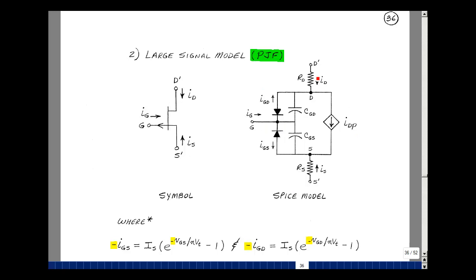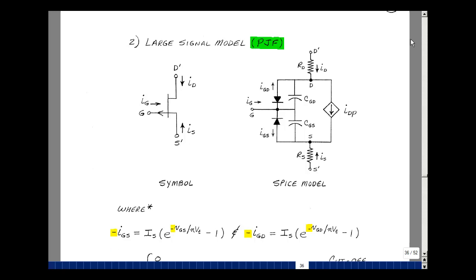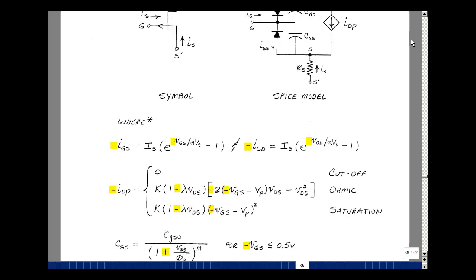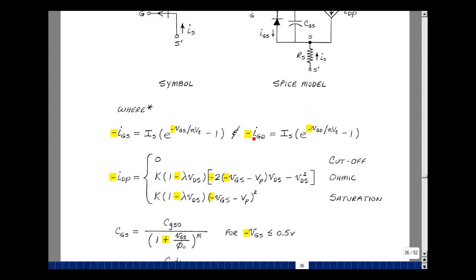Exactly the same model we had before. All the directions of current in the model are still shown in the same direction. Every voltage and every current is reversed in the P-channel device. If we go back to the equations on the previous page, we'll simply replace every voltage and every current with a minus sign. I've marked these in yellow.